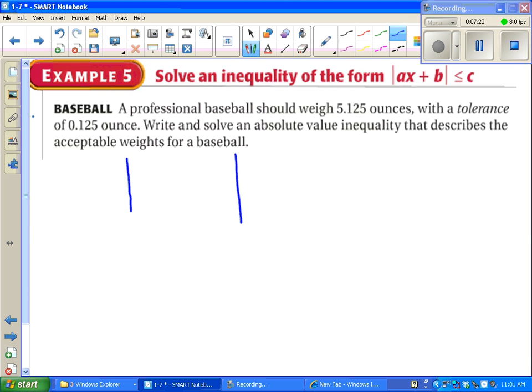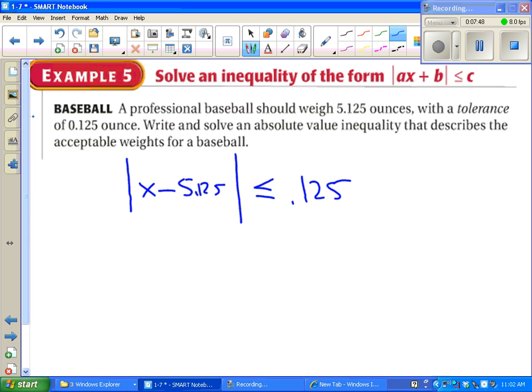we want our baseball to be somewhere close to 5.125. And when we subtract the actual weight of the baseball from 5.125, we shouldn't have a number any bigger than 0.125. Notice because of the absolute value symbol, we're allowed to be a little bigger than 5.125 or a little less, but not too big or too small.